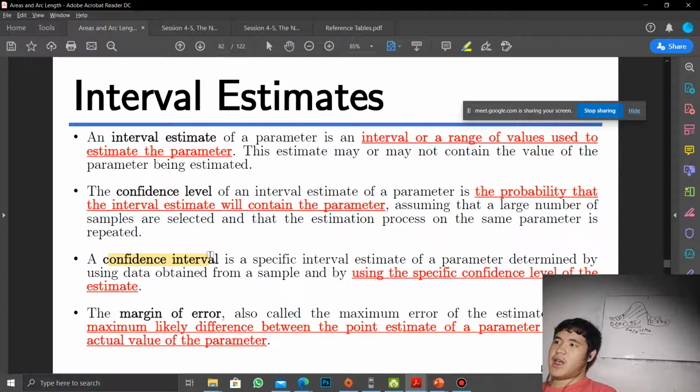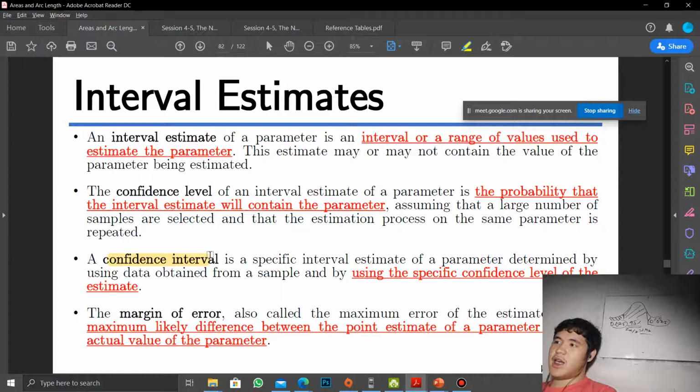Confidence level is the probability that the interval estimate will contain the parameter. Okay? So, if it's a 99.5% probability, you're expecting that your interval will be larger. Because with a 99.5% confidence level, you're saying that for sure it's in my range, right? And the confidence interval is the specific interval using the specific confidence level. It's a z-score too, guys. I'll discuss more later.